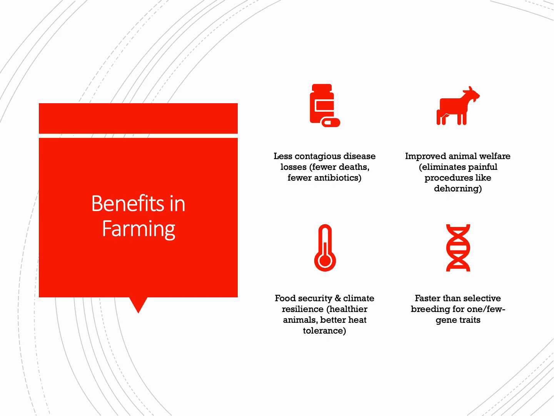Now I would like to talk about the benefits that can be seen in farming. So the first one is that it can mean fewer contagious disease losses, as we've seen with respiratory disease and miscarriage in swine, as well as the avian flu. Also, it can improve animal welfare, like removing the painful procedures such as dehorning. It also can help with food security and climate resilience, healthier animals, and the better heat tolerance due to the slick gene. And it's also faster than selective breeding, especially when you're looking at one or a few gene traits at once.